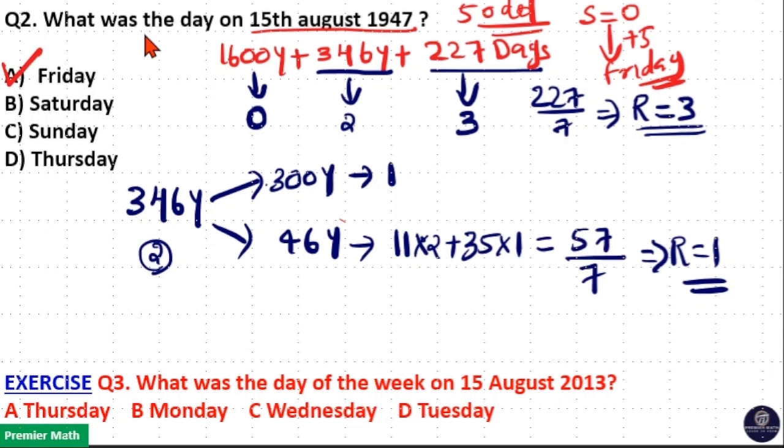If the first day is given, then you have to subtract last day minus first day, then take the difference, then find the answer. Now, the question is, what was the day of the week on 15th August 2013? Find it using the same method.